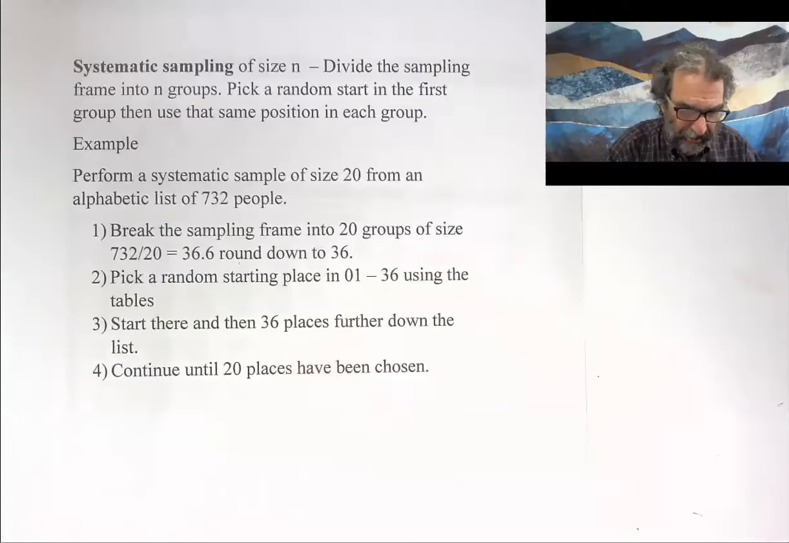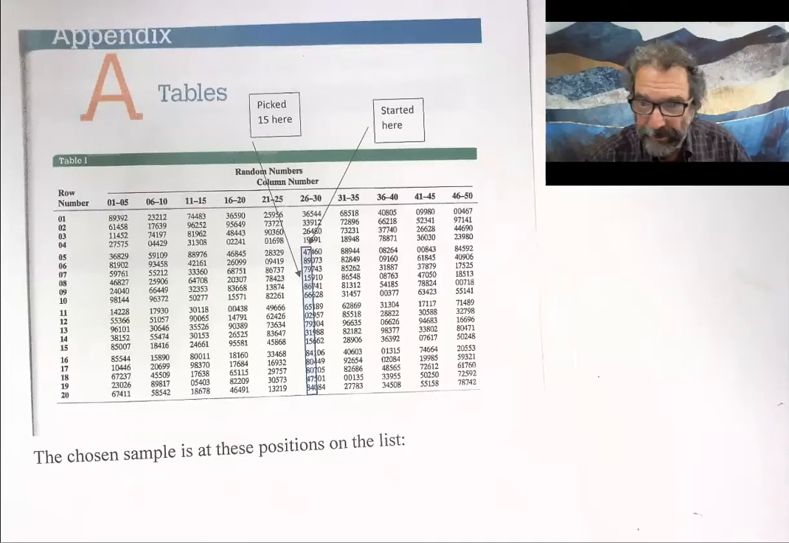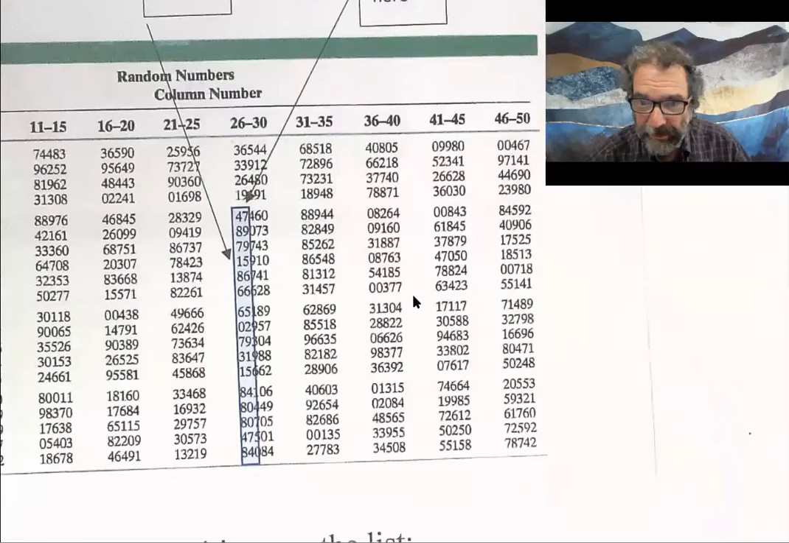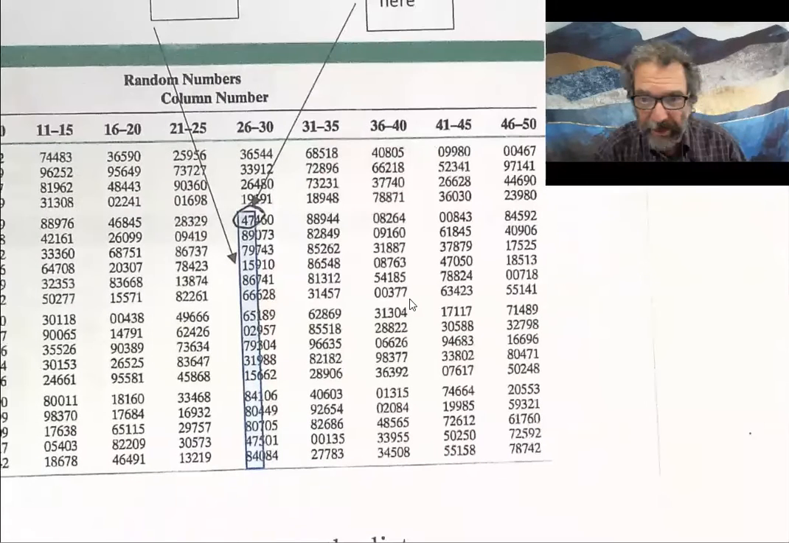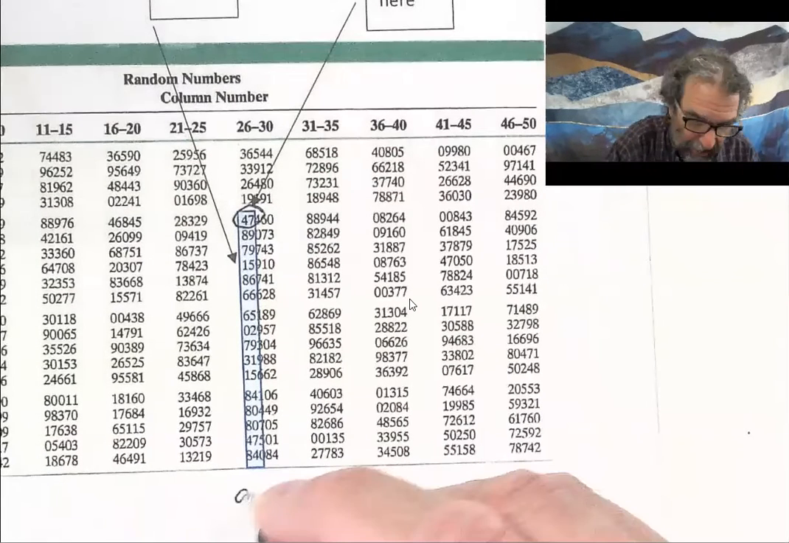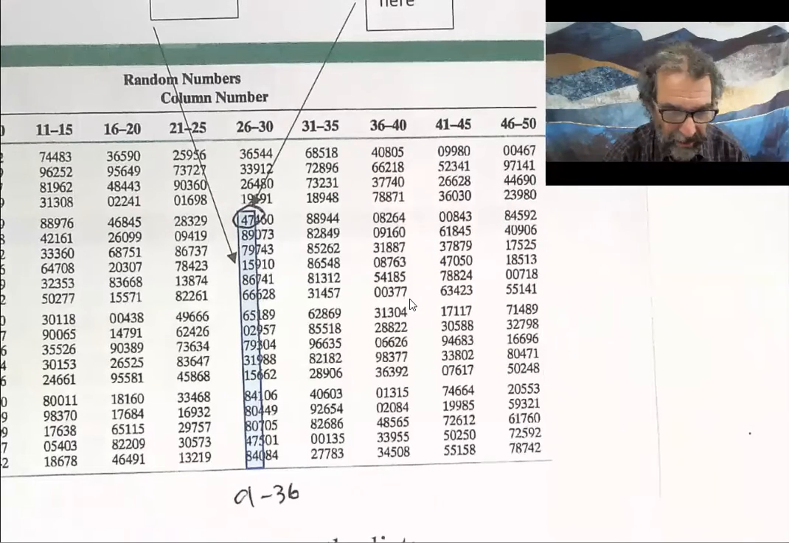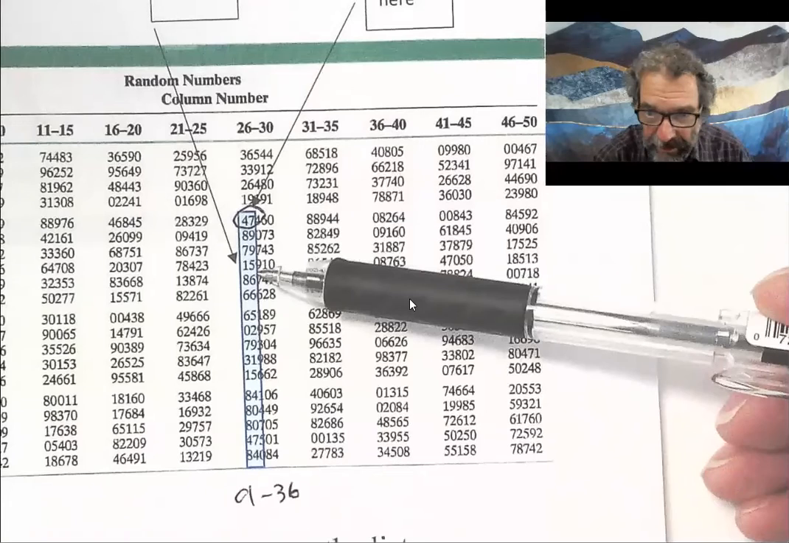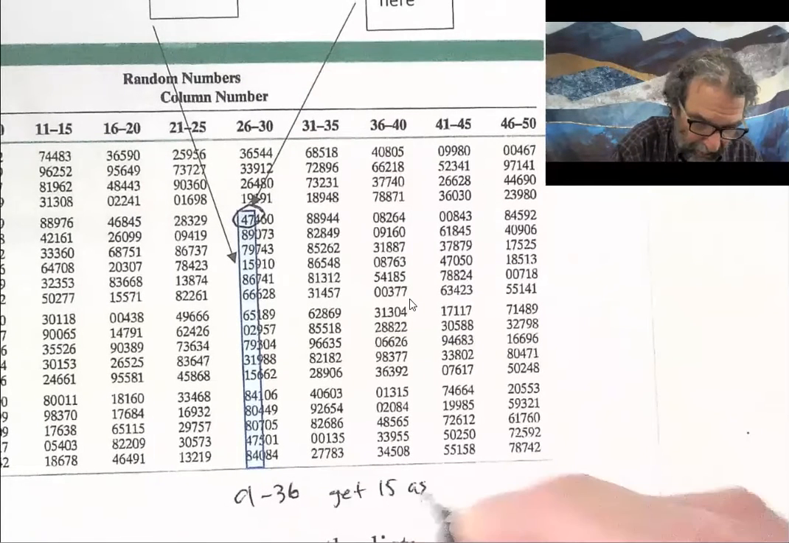I'm going to pick a random starting place. Here it comes. So I'm in the table. I picked a random starting place, which was right here. And then I'm looking at 01 through 36, because we want to find a random starting place among the 36 individuals in the first block of 36 folks. We find the first number between 1 and 36, that's why I work way down here. I get 15. Get 15 as the start.